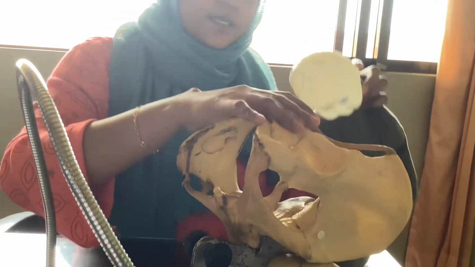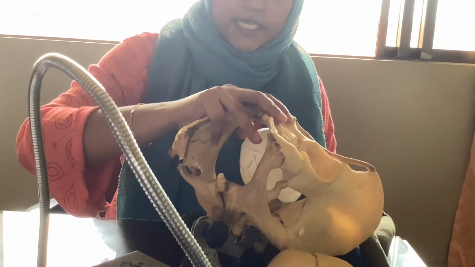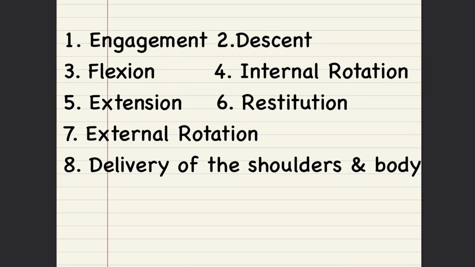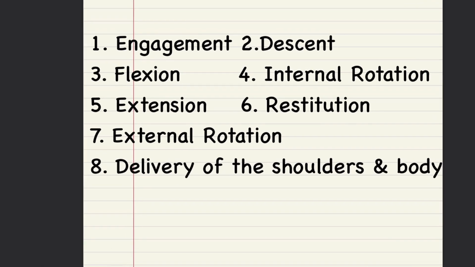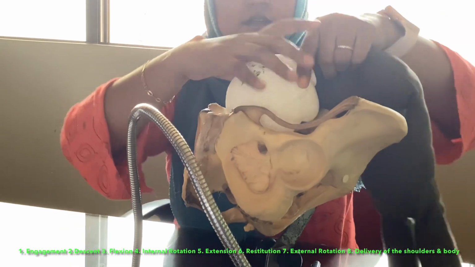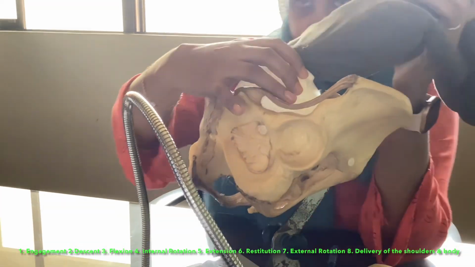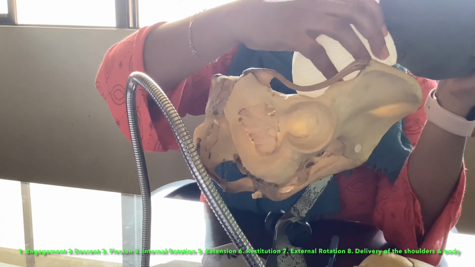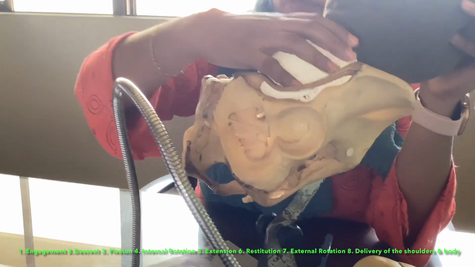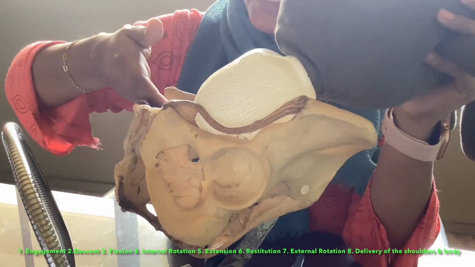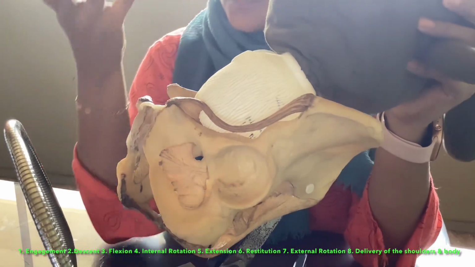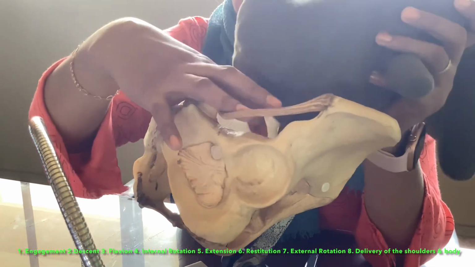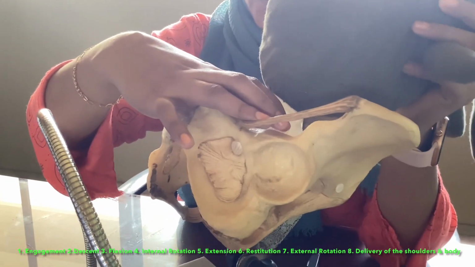So now the normal delivery steps. What are the steps in the vaginal delivery? First, what happens? Baby lies like this, and it comes like this. What is it called when it comes inside this inlet? It is called engagement. It engages first. Okay, it is engaging, and then what happens?